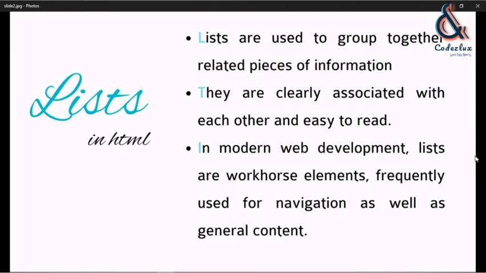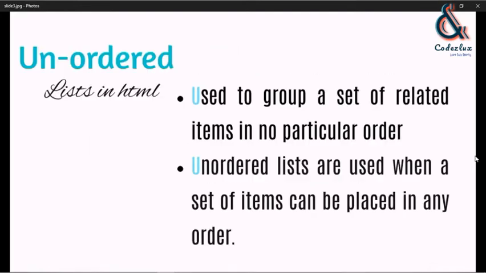So HTML lists are used to present a list of information in a well-formed and semantic way. They are associated with each other and easy to read. We will discuss two different types of lists, which are an unordered list and an ordered list. Let's take a deep look at both of them. So first we will discuss an unordered list.